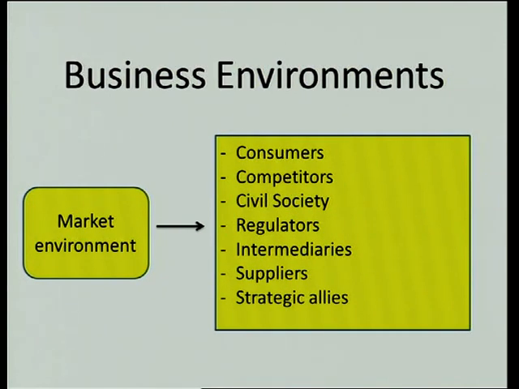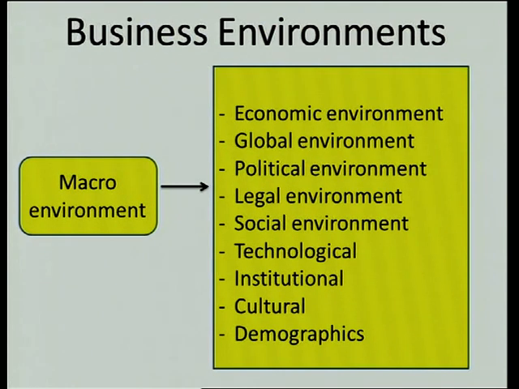If you look at the market environment, remember we said no control, but the business can influence. And let's see, the business can influence the consumers. Business can influence the competitors, civil society, regulators, intermediaries, suppliers, and also their strategic allies. And then the key component that we need to look at are the components of the macro environments.